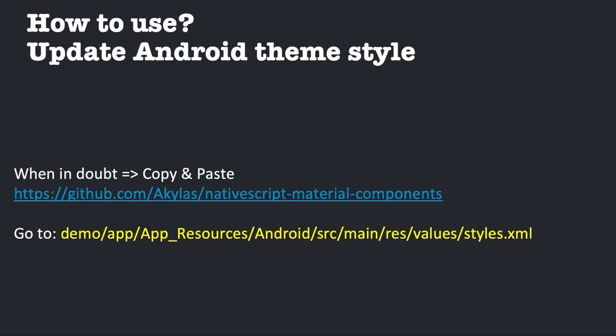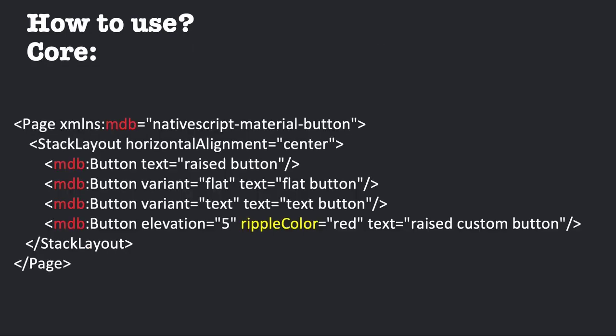So how to use it now, case by case. If you're working on a NativeScript Core project, you just use the XML xmlns tag for MDB, and you say, I want MDB to be nativescript-material-button. And then for each of those, you could say mdb:Button, and that's it. You're already using the first Material Design button.